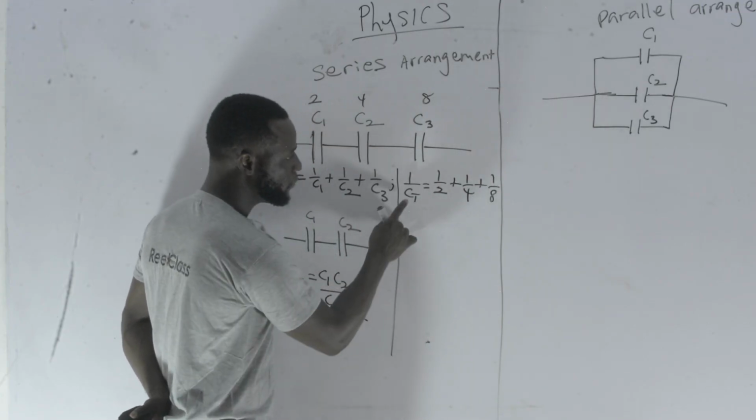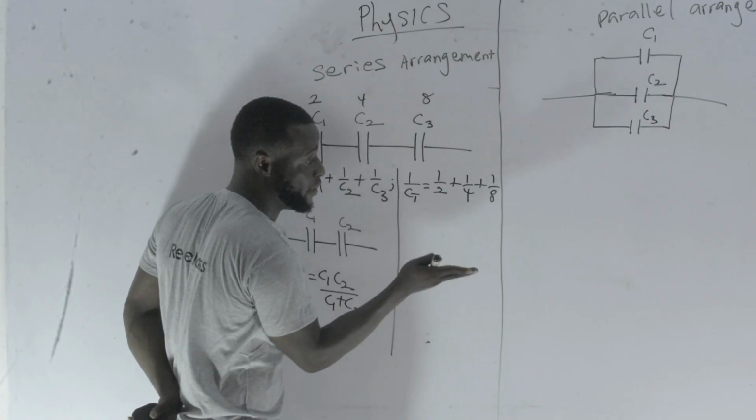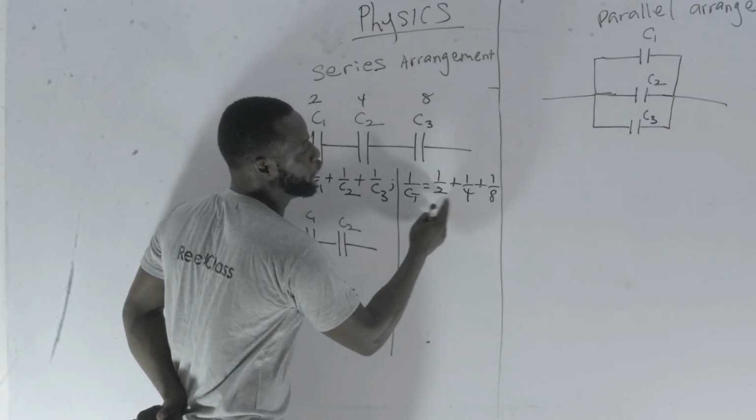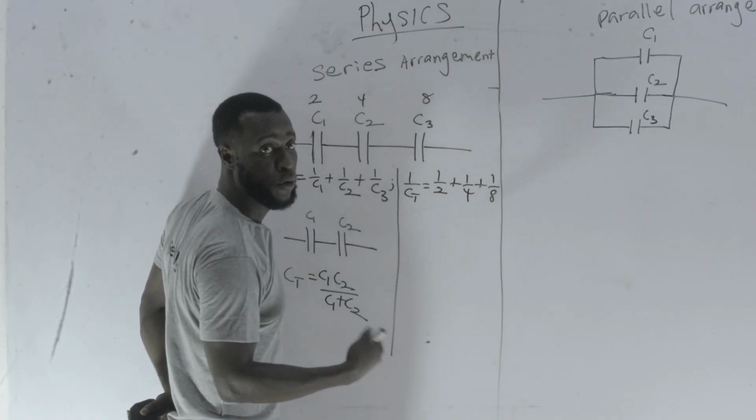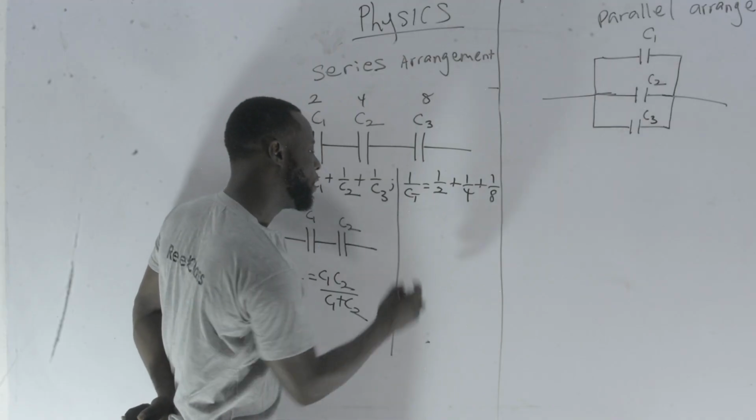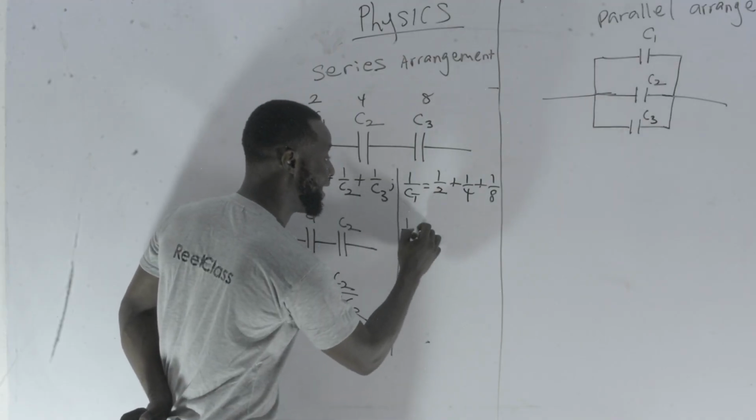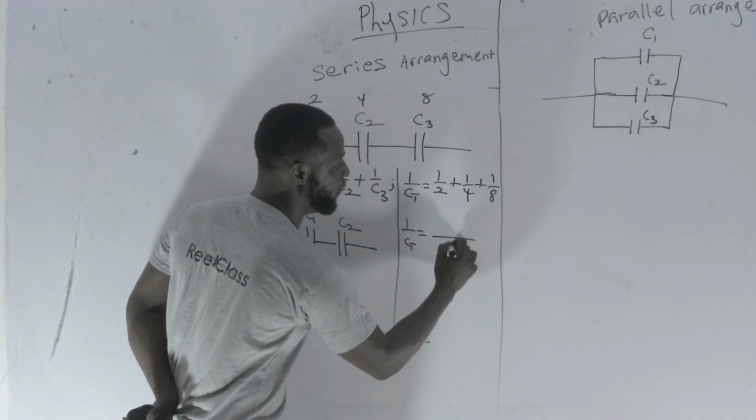Now, I'm looking for C total. So the first thing I'll do is find the LCM of 2, 4, and 8. And obviously the LCM of 2, 4, and 8 is 8. So that 1 over C total is equal to something over 8.